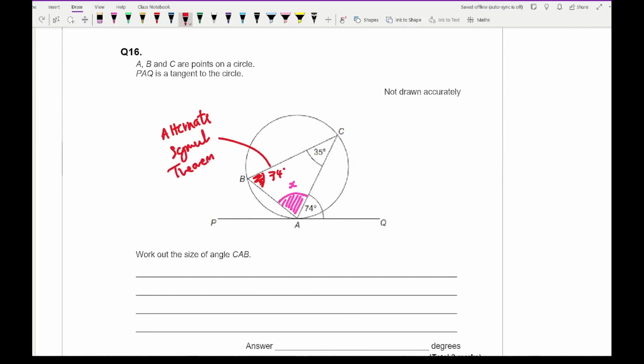And then angles inside a triangle, so then we do 35 plus 74 plus x equals 180. So x is going to equal 109. Oh no, x plus 109 equals 180, and so x equals 71 degrees.